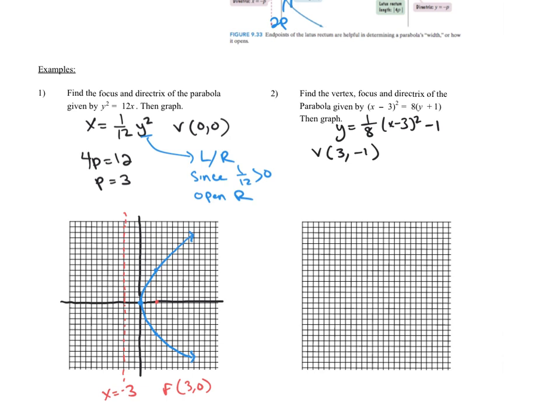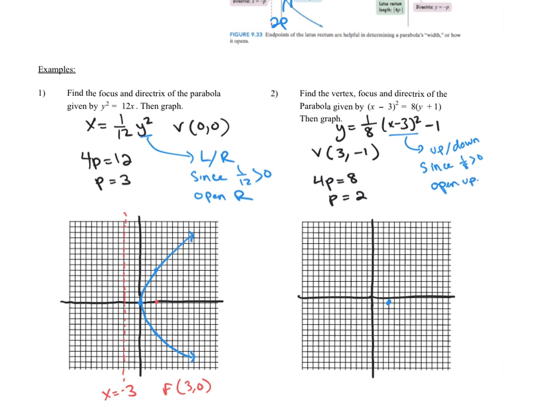So our vertex is at 3, -1. And we get a p-value, well, 4p is equal to 8. So p is equal to 2. And since x is squared, we know that this opens up or down. But since 1/8 is greater than 0, we're going to open up. And that'll help us plot our focus and our directrix. So we'll go ahead and put our x and our y-axis on the grid. We'll plot our vertex of 3, -1.